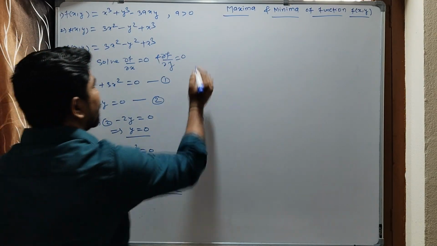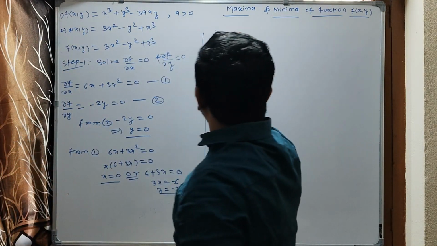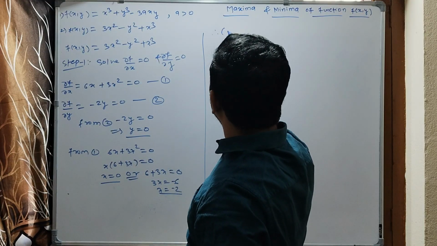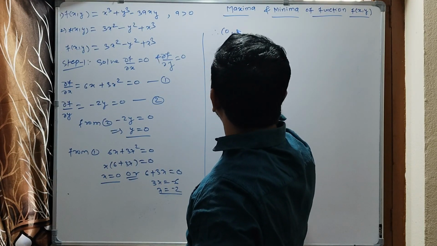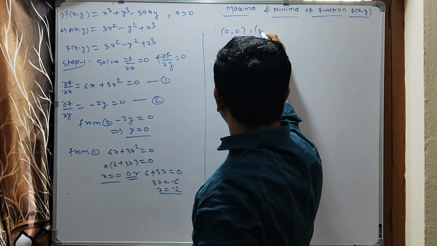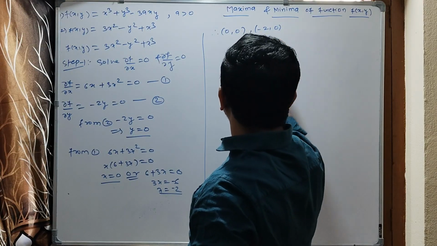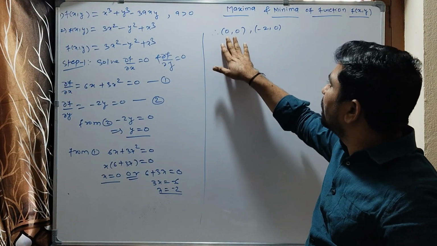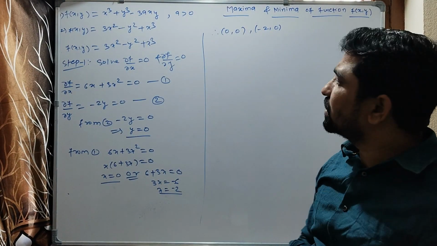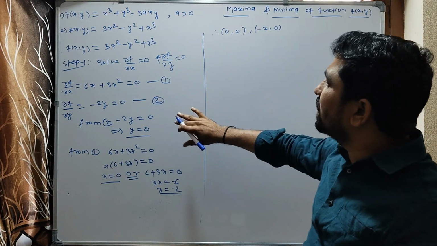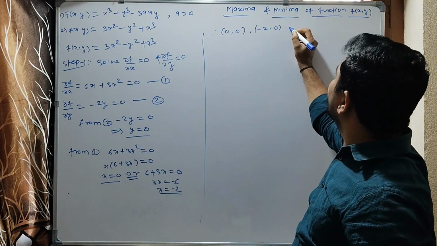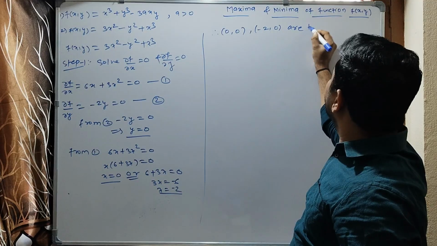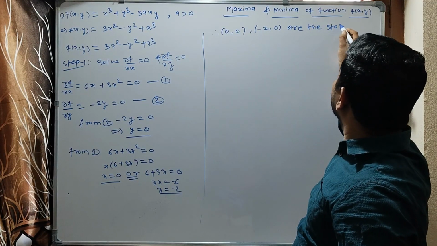Therefore the combined roots: at x equals 0 and y equals 0 is one pair, and x equals minus 2 and y equals 0 is the second pair. So here one pair and this is the second pair. These are the stationary points of my function.